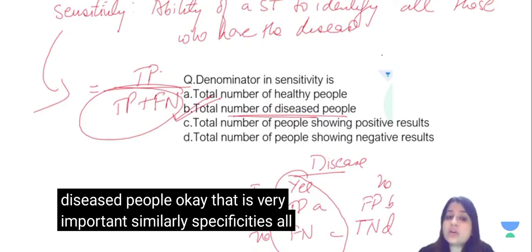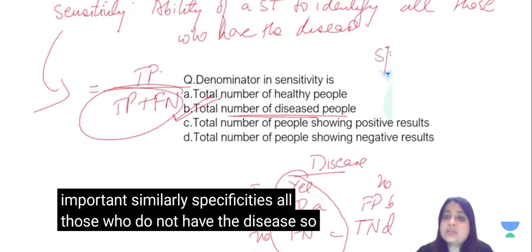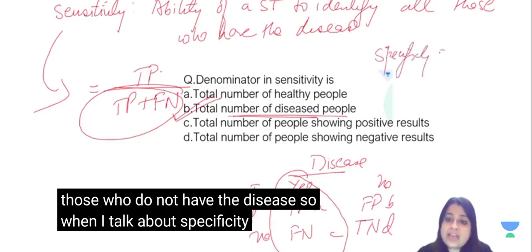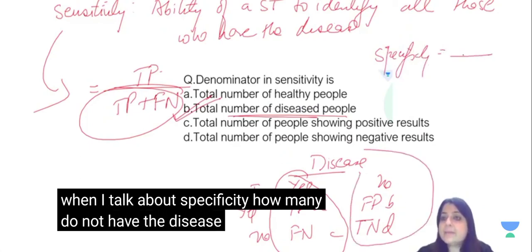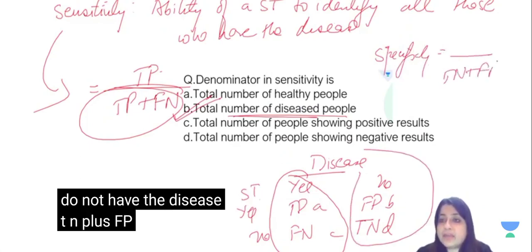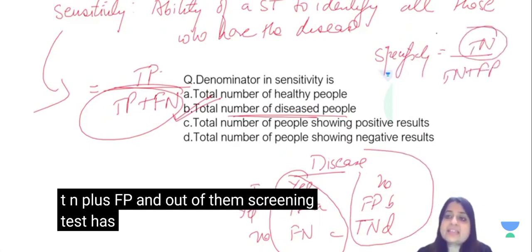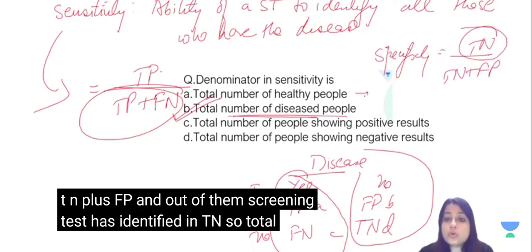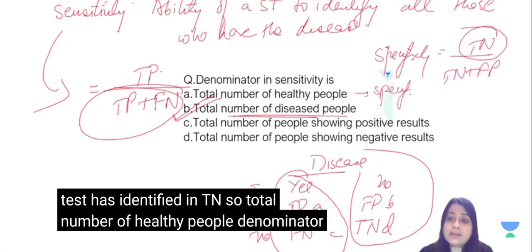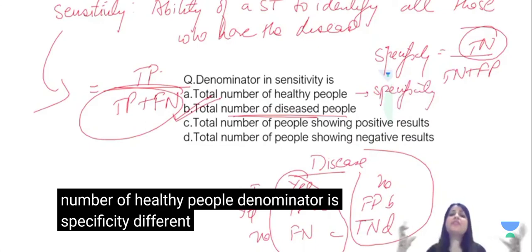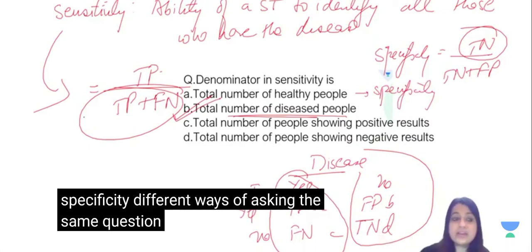Similarly, specificity is all those who do not have the disease. So when I talk about specificity, how many do not have the disease? TN plus FP. And out of them, the screening test has identified in TN. So the total number of healthy people is the denominator for specificity. Different ways of asking the same question.